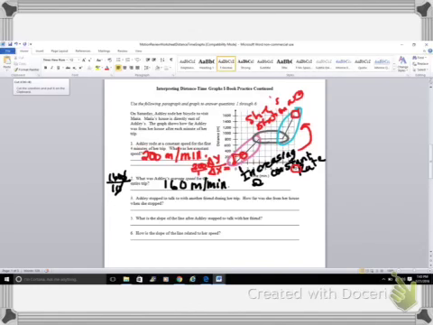So number 3, Ashley stopped to talk with friends during her trip. How far was she from home when she stopped? Oh, we already discussed this. Her stopping area is that gray section. So where's the beginning part of the gray section? At 800. So let's note that she is 800 meters away from home.